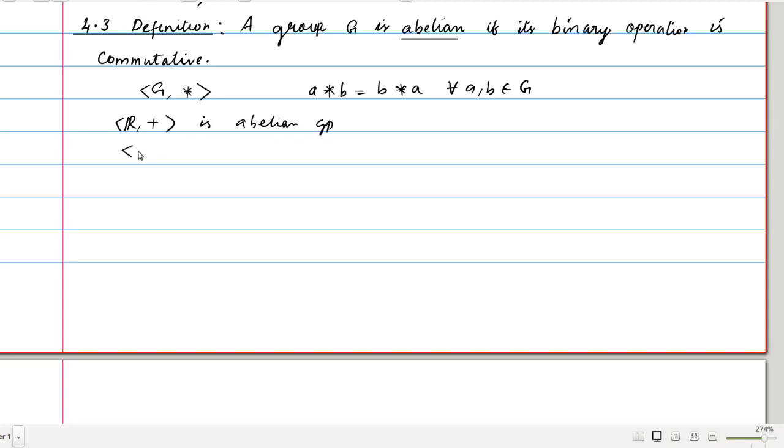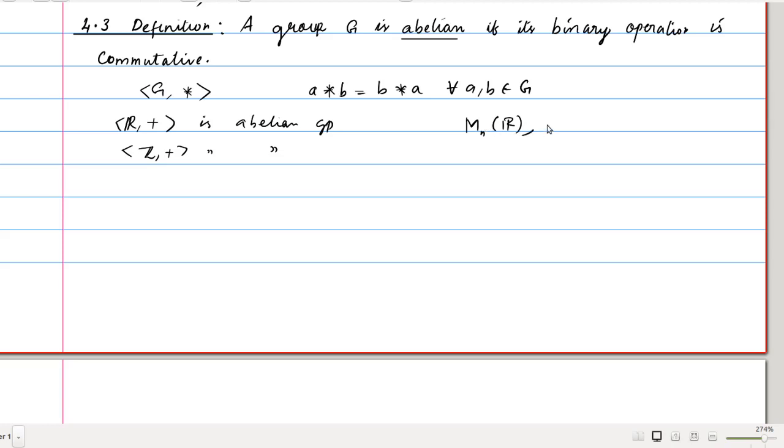And we have Z under addition, that is also an abelian group. But if you consider the set of all n by n matrices, M_n(R), we already discussed what the symbol stands for. This denotes the set of all n by n matrices over R, that means the set of all n by n matrices whose entries are from the real numbers R.